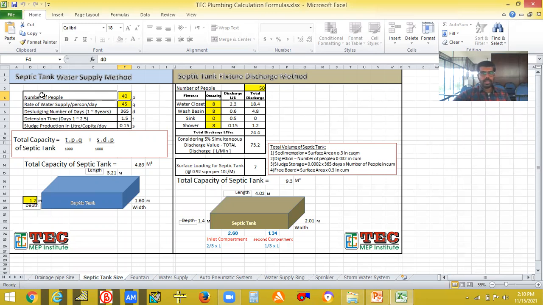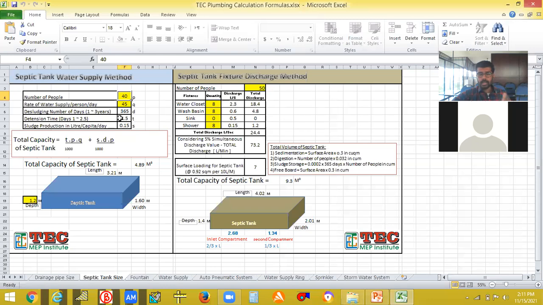First you see septic tank by water supply method. Septic tank by water supply method. Here you can give the number of people according to your project. If it's a small residence, you can give six people, or 8 or 10 people, like that.